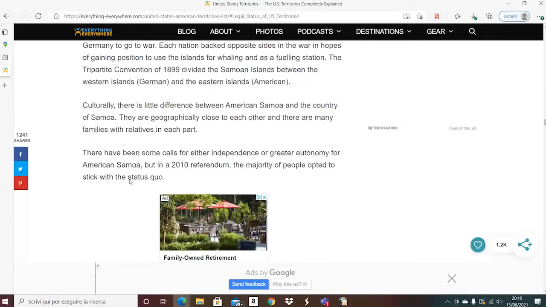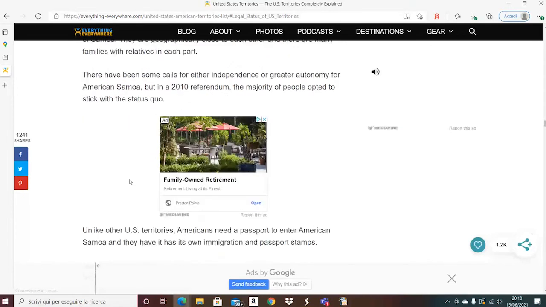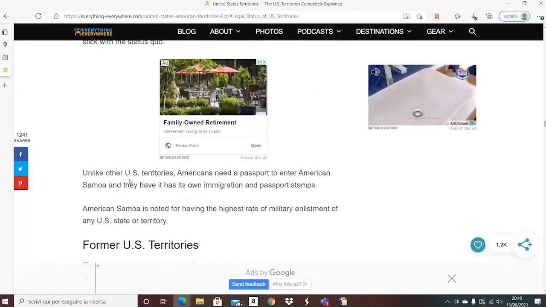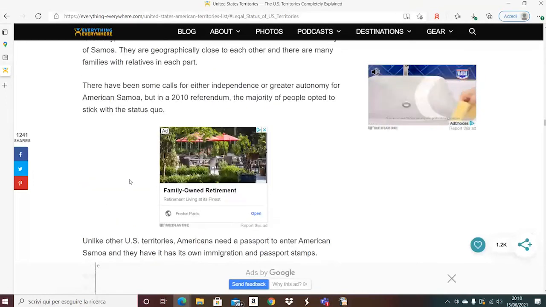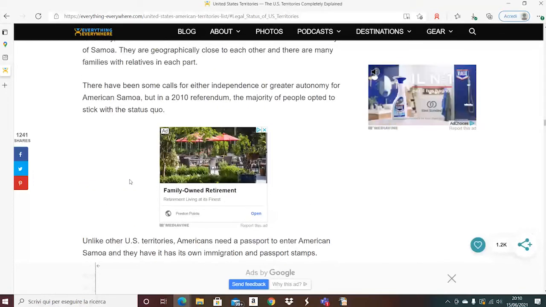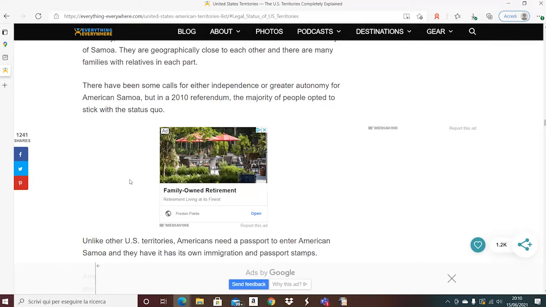With the status quo. Okay. Alessandro, to stick, rimanere con, cos'è? Yep, exactly. To stick with something is like to keep with the previous situation. To keep on going with the previous situation.